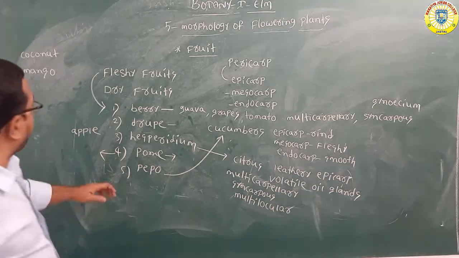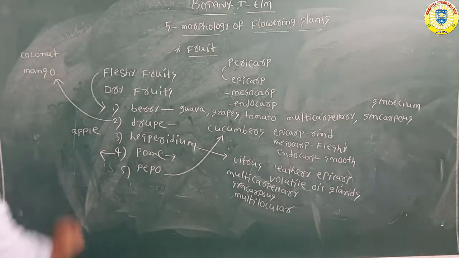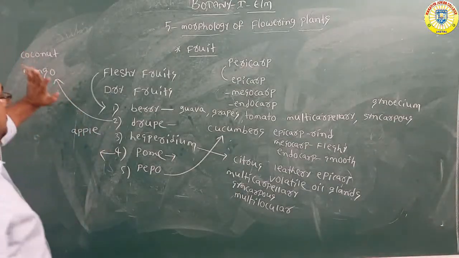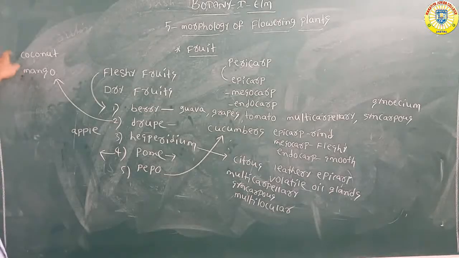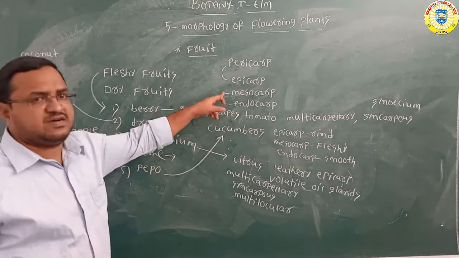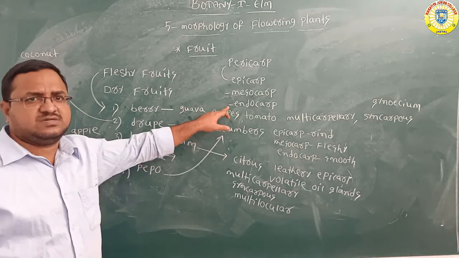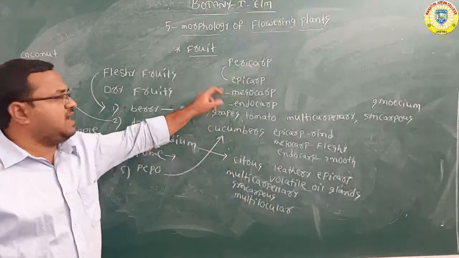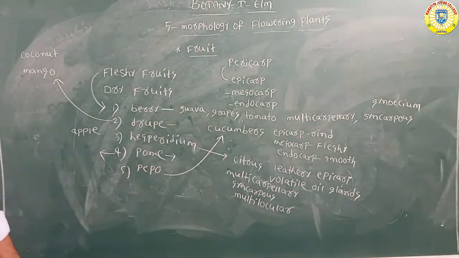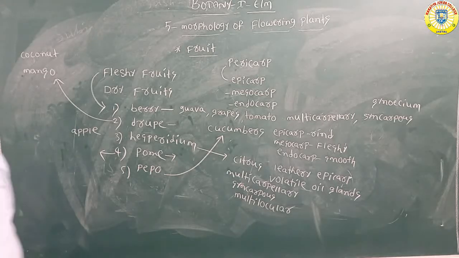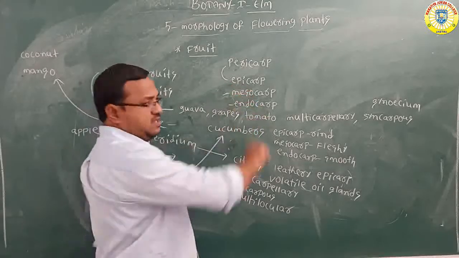Drupe we have already discussed. Best examples of the drupe are mango and coconut. In mango and coconut, you can see the mesocarp is fleshy, which is the edible part. Endocarp is a hard shell-like structure, and epicarp is a layer-like structure. In the coconut especially, you can see the mesocarp has fibers.